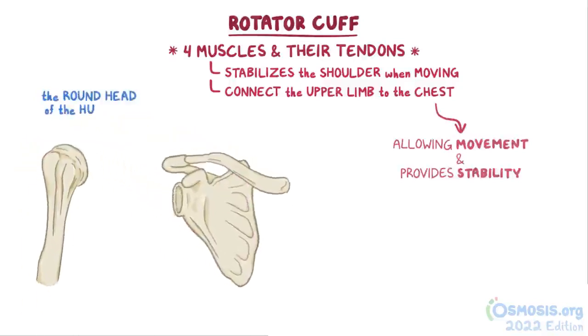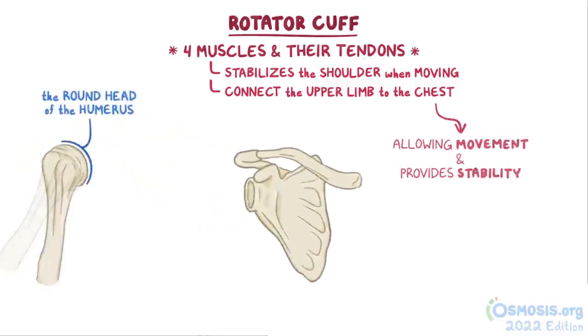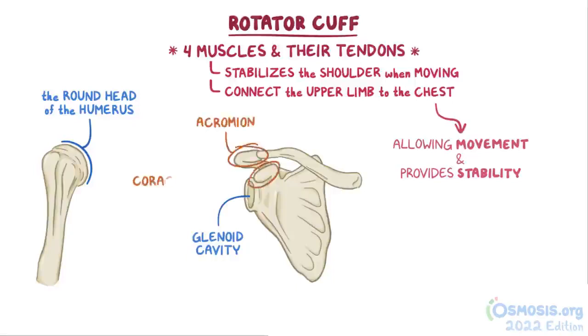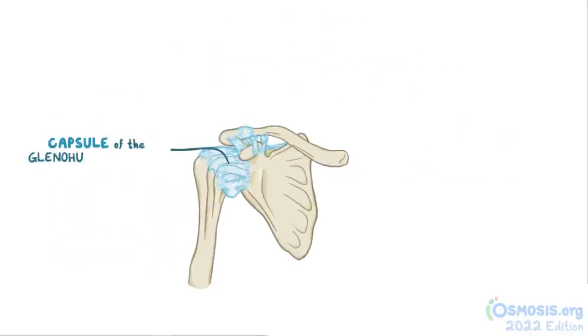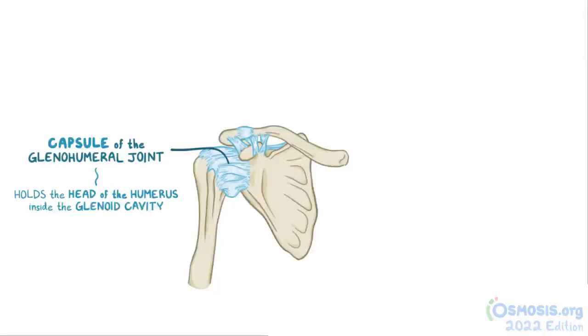The round head of the humerus fits and rotates inside the shallow glenoid cavity of the scapula. Just above the glenoid cavity, the scapula extends 2 bony processes, the acromion and the coracoid processes, which serve as attachment for ligaments and muscle tendons. The ligaments of the capsule of the glenohumeral joint hold the head of the humerus inside the glenoid cavity.